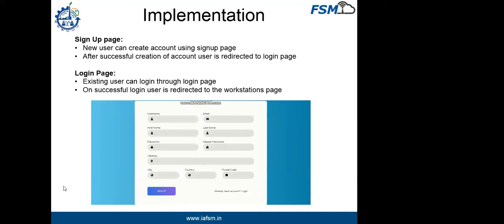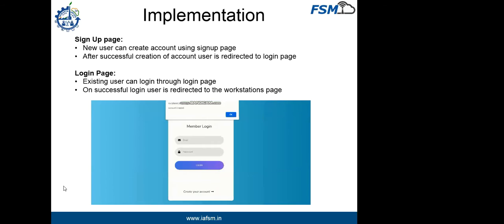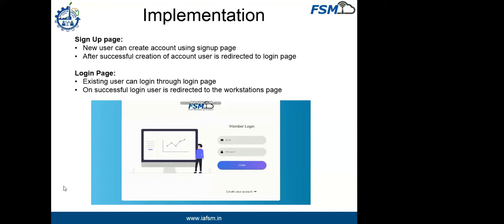On the sign-up page, the user is required to enter details such as username, email, first name, last name, etc. Also, the account is created only if a user with such an email ID doesn't exist. Also, the sign-up page checks whether the password and repeat password match. After successful sign-up, the user is redirected to the login page. After successful login, the user is redirected to the workstations page.